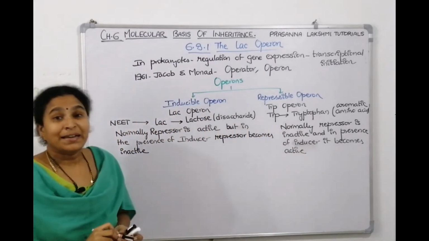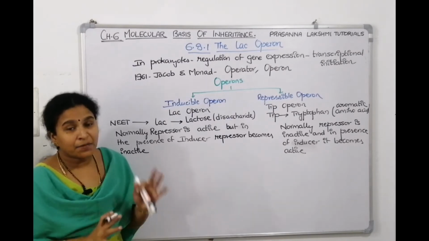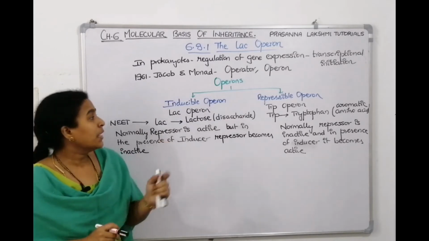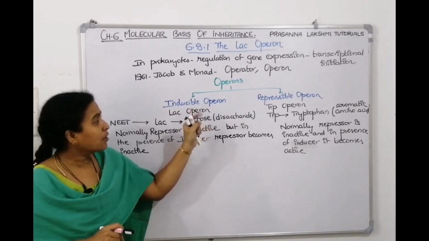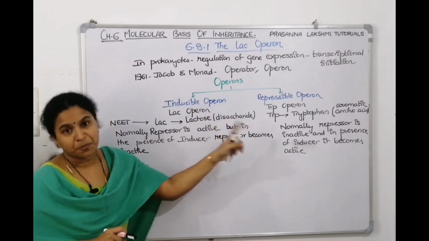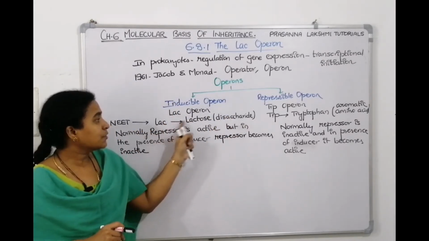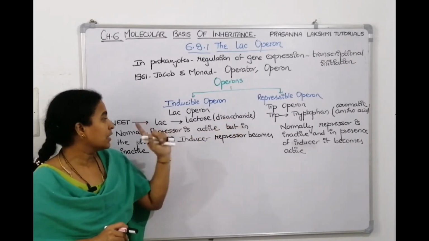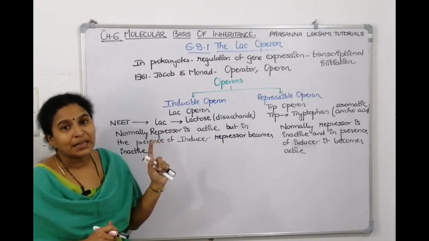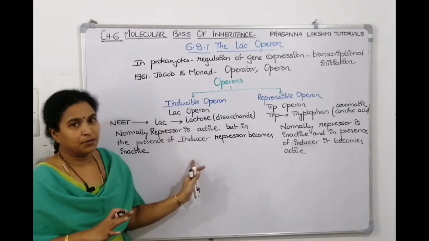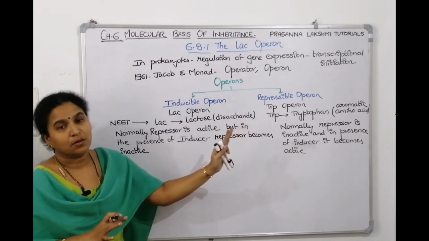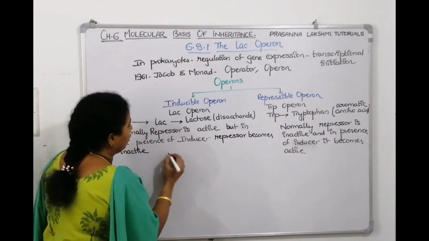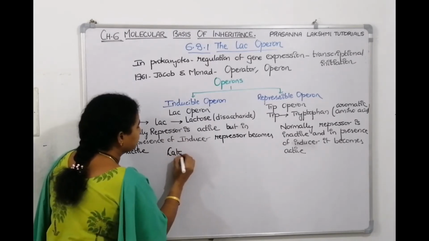So, we'll take Lac Operon, then we'll get better clarity. We are dividing operons into two types called inducible operons and repressible operons. Example for inducible operon is Lac Operon. Example for repressible operon is Tryptophan Operon. In Lac Operon, Lac stands for lactose. In Tryptophan Operon, TRP stands for tryptophan. Lactose is a sugar, tryptophan is an amino acid. So, in inducible operon, the repressor protein will be active here, but there the repressor protein is inactive. Okay.